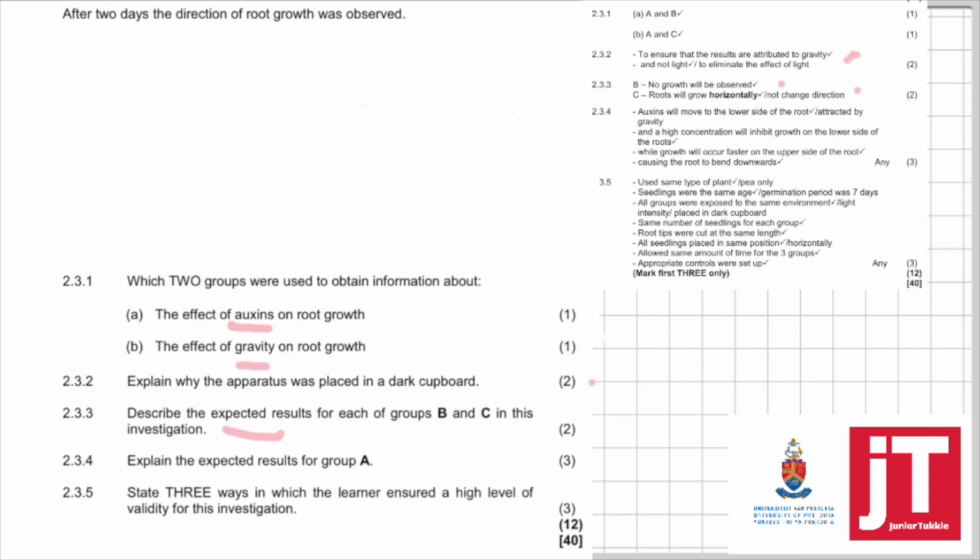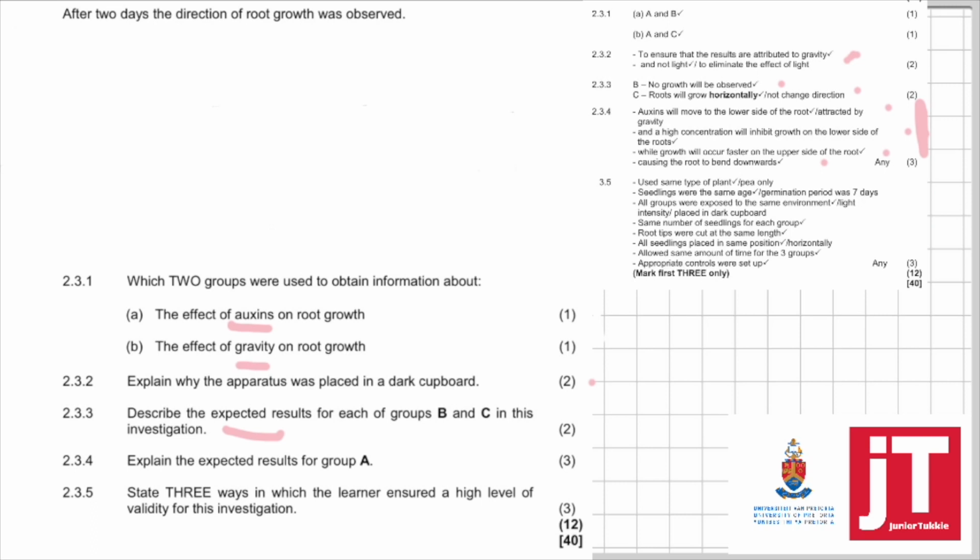Right. 2.3.4. Explain the expected results for group A. Now, how is it possible that the roots are growing downwards? So, you must remember this with geotropism, that the auxin in the root will move to the lower side because of gravity. There will be a high concentration on the lower side, and this inhibits growth, while growth will occur faster on the upper side, and this is what causes the root to bend. Make sure you know the geotropism in roots and stems before you go into your exam.